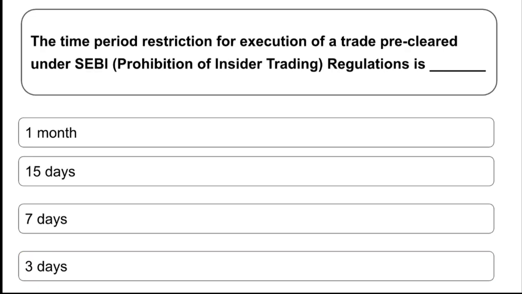The time period restriction for execution of a trade pre-cleared under SEBI, that is, prohibition under insider trading regulations, is. So options are: A, 1 month; B, 15 days; C, 7 days; D, 3 days. And the correct answer is 7 days. That is the time period of restriction for execution of a trade pre-cleared under SEBI.